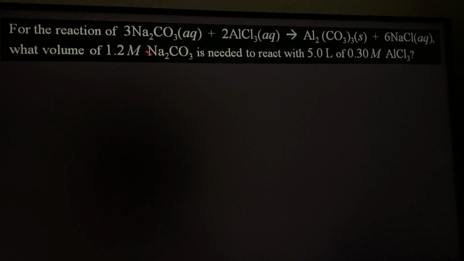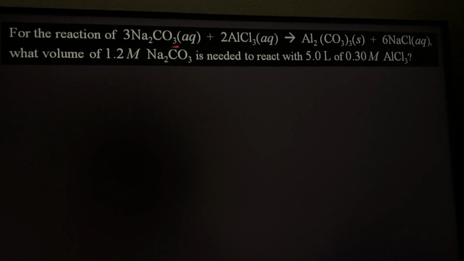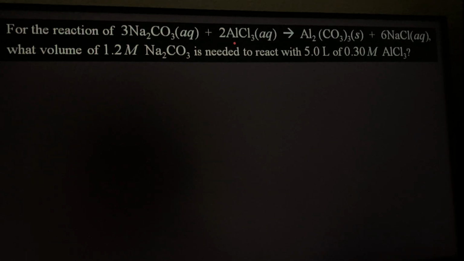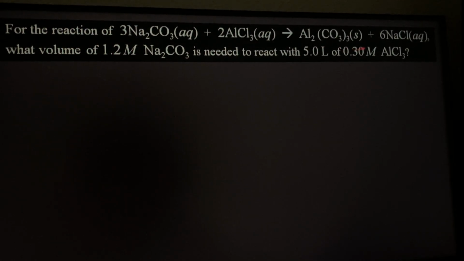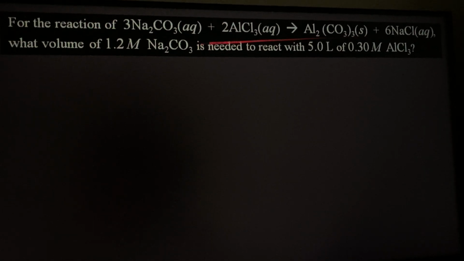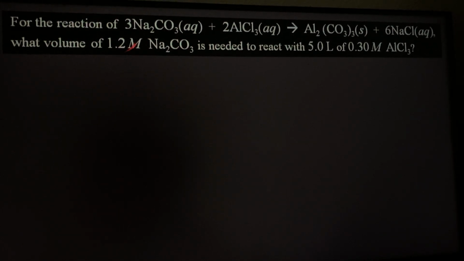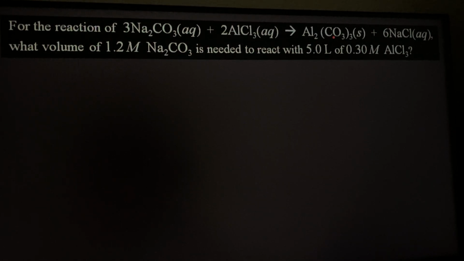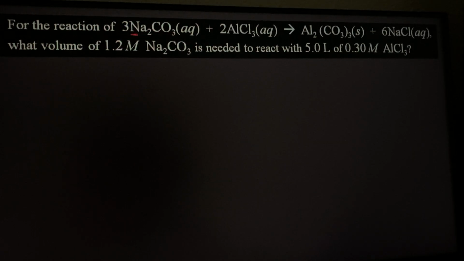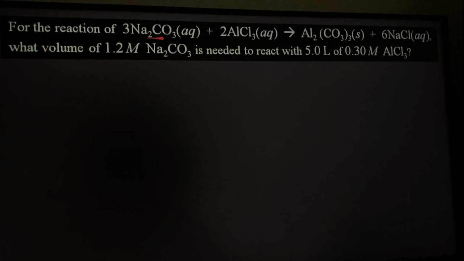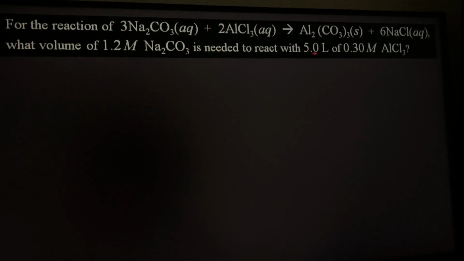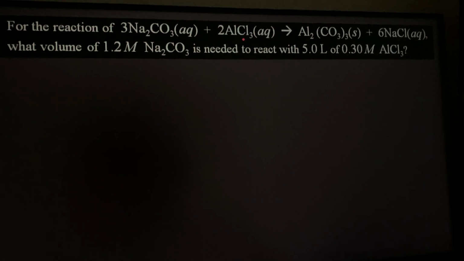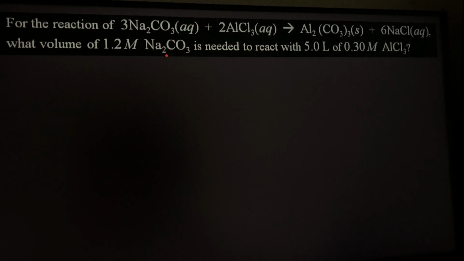So for the reaction of 3Na2CO3 plus 2AlCl3 equals Al2(CO3)3 plus 6NaCl, what volume of 1.2 moles Na2CO3 is needed to react with 5.0 liters of 0.3 moles AlCl3? What is the volume of the 1.2?